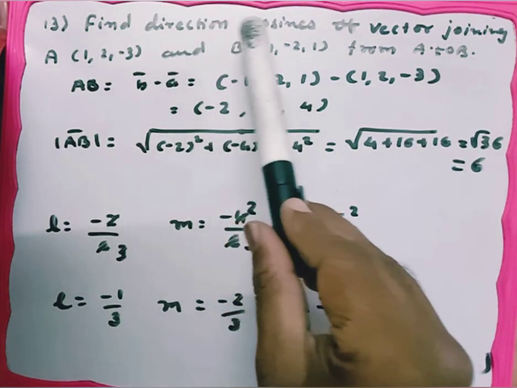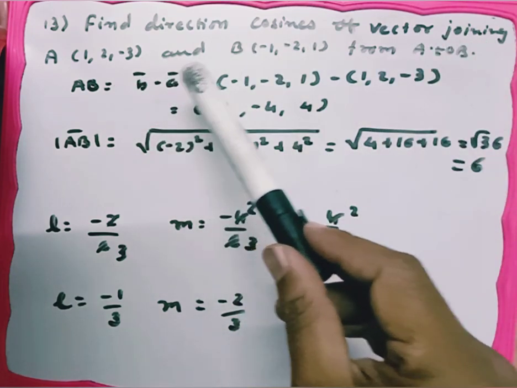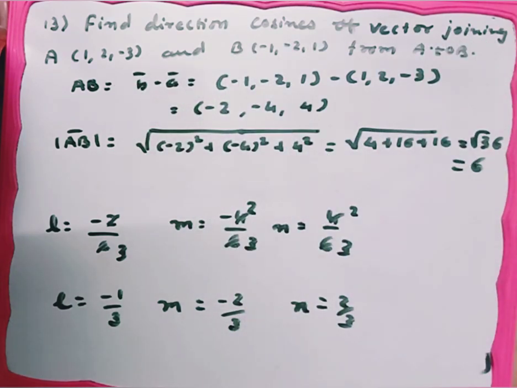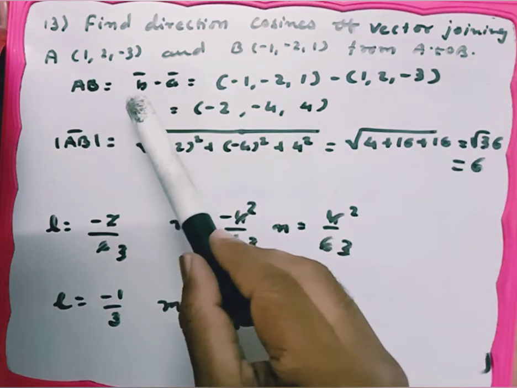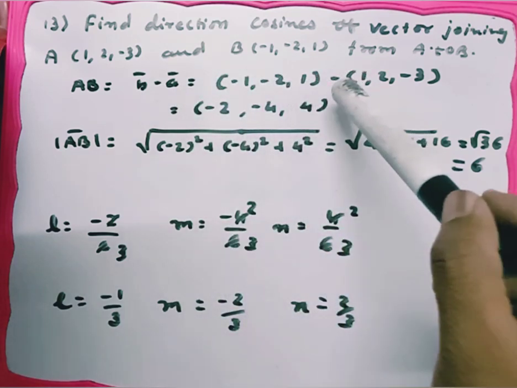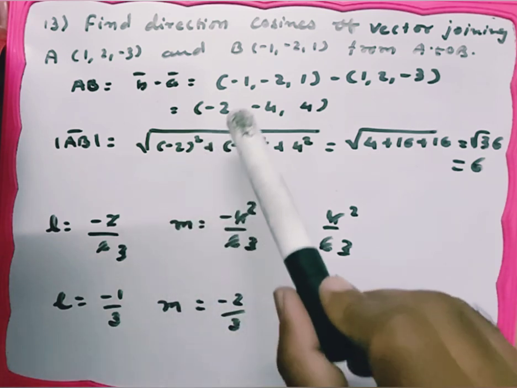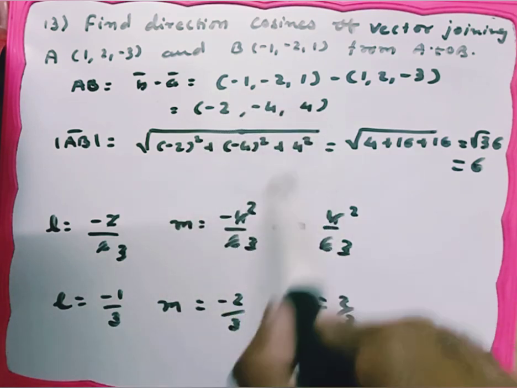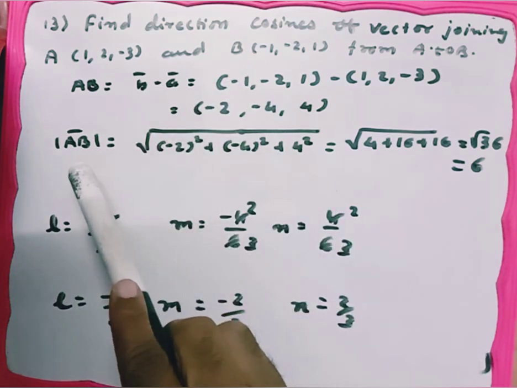Question 13: we have to find the direction cosines of the vector joining A(1, 2, -3) and B(-1, -2, 1), from A to B. So the position vector of AB we will get by b bar minus a bar. So -1 minus 1, -2 minus 2, 1 minus -3, and so it will be -2, -4, 4. Now to find the direction cosines, we find the magnitude.